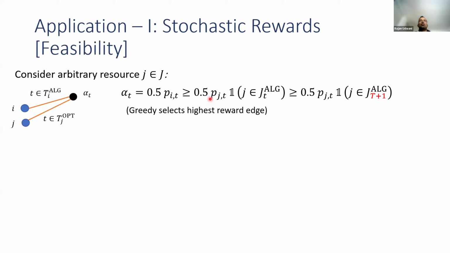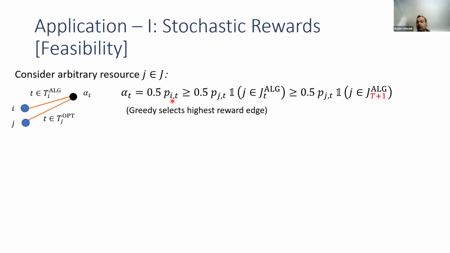Let's look at the interesting part. The key thing we need to look at, the covering constraint, is just this simple property, which actually comes from the fact that we have a greedy algorithm. To understand this, let's look again at some arrival t. Let's say t is matched to i in ALG, but maybe it's matched to some j in OPT, different from i. So we have set alpha_t to be half of p_it.